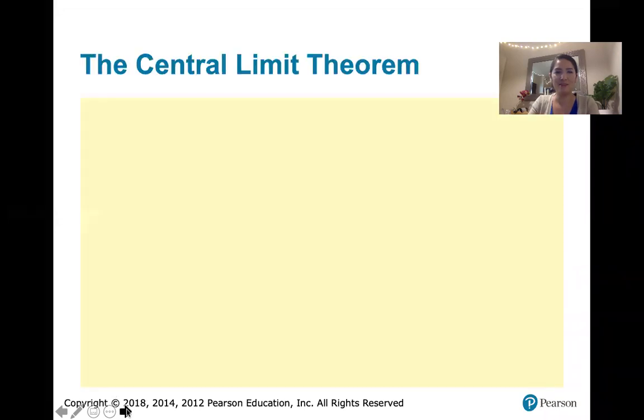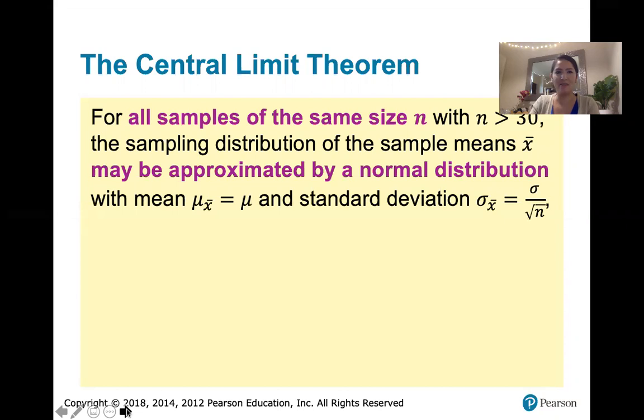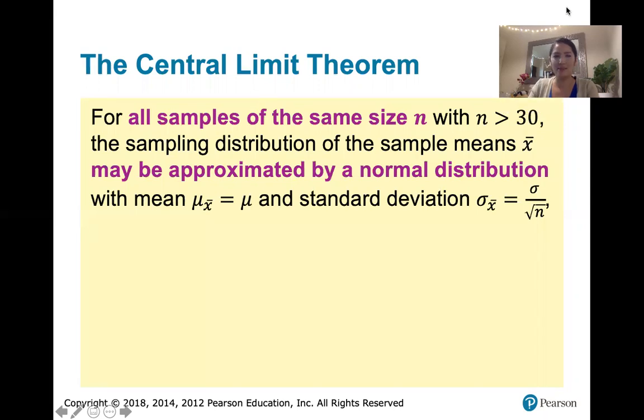So here is the central limit theorem as stated in our textbook. It says, for all samples of the same size n, where n is greater than 30, the sampling distribution of the sample means, x bar, may be approximated by a normal distribution, with a mean of the sample means equal to the population mean, and the standard deviation of the sample means equal to the population standard deviation divided by the square root of that sample size.